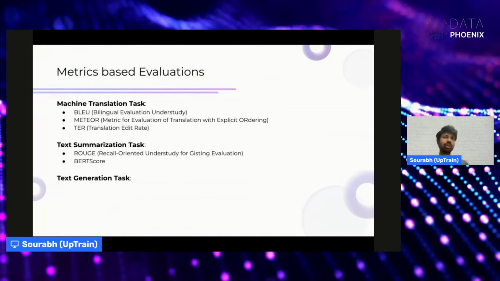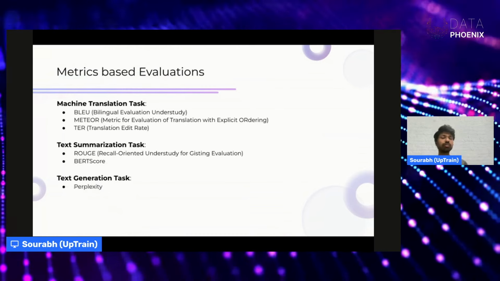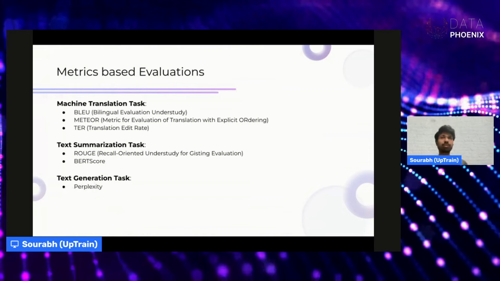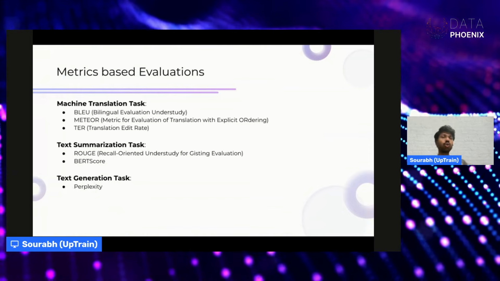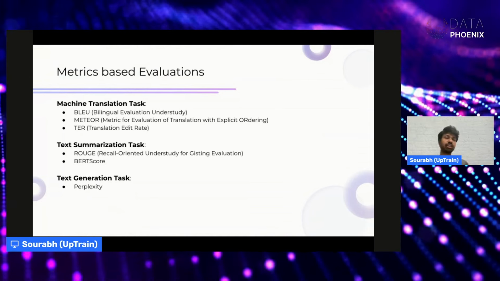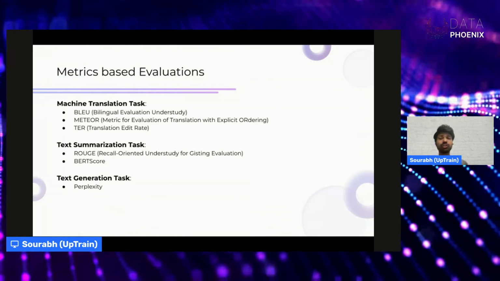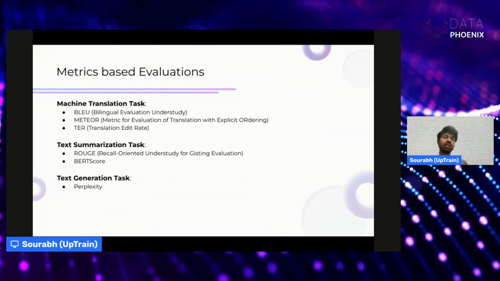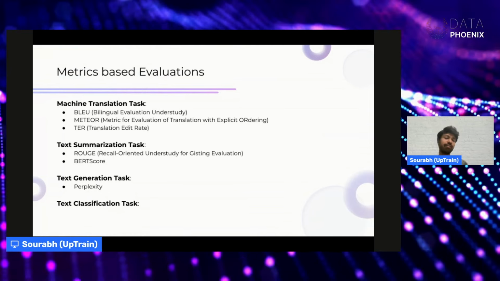For a text generation task, which is a little trickier than all the above because there is no good ground truth, you can calculate something called perplexity, which essentially computes how coherent these words are, how likely it is that the words which your model has generated form a meaningful sentence.